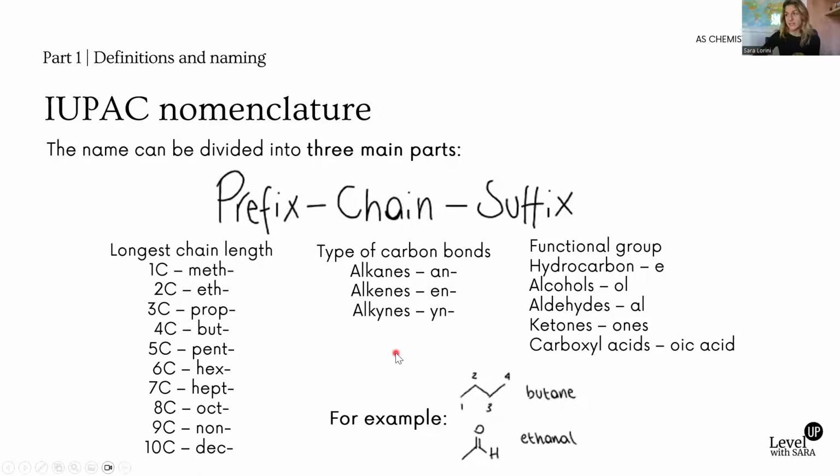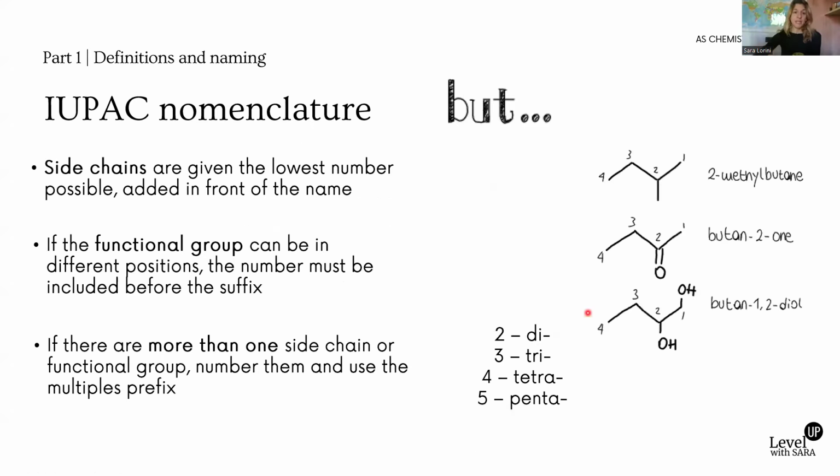Then the type of the chain, if it's an alkane, alkene, or alkyne, is the suffix that we add. Notice that the very last letter is the suffix. So this is the functional group, okay? Depending on the functional group, a different suffix. And then this is the main chain of the name. But then, of course, there are many other steps. We need to check if there are side chains, check if the functional group can be in different positions, and if there is more than one chain, the number. So you're building up this name from the main chain, and then you add the side chain, the number of the functional group, and then the multiple prefix if there are any.